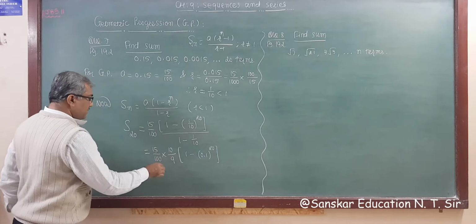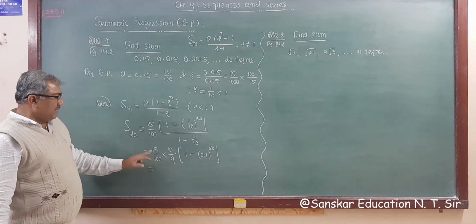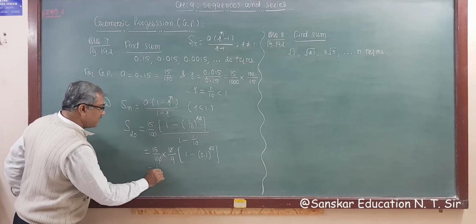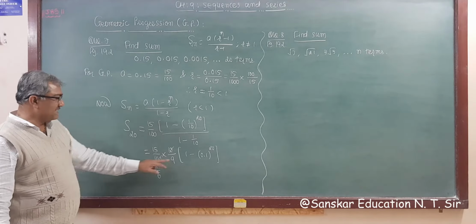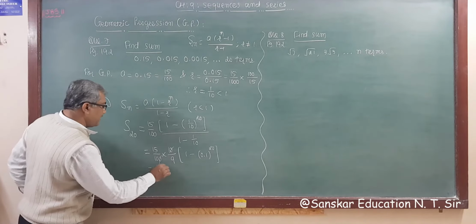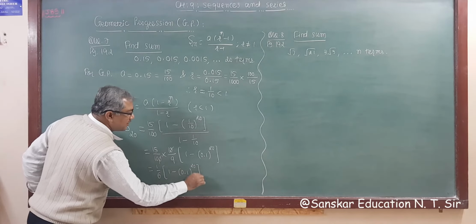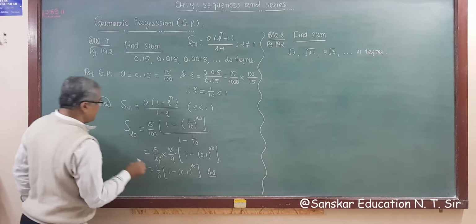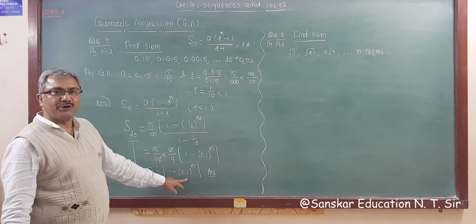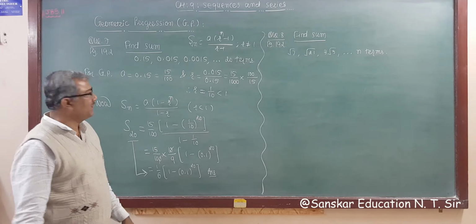So this is 990, right? So 1 upon 6, this is 90 and 15, right? 15 to 6, 90, right? So 1 upon 6 into 1 minus 0.1 raised to 20 is your answer. So the sum of the first 20 terms of the sequence given is 1 upon 6, 1 minus 0.1 raised to 20, right? Similarly, this question we have to do, but we will solve it, right?